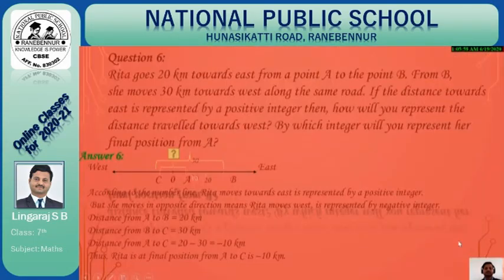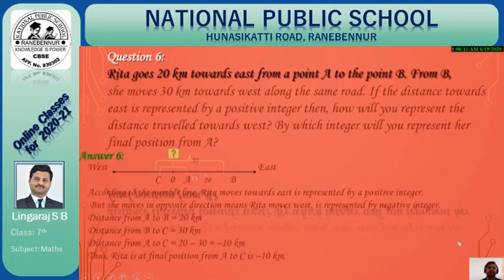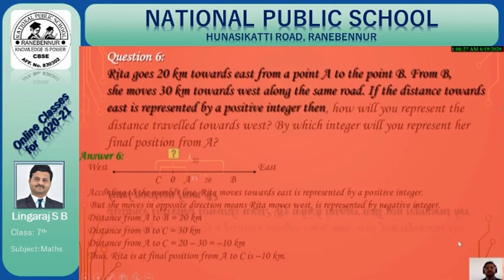So question number 6. In this question, Rita goes 20 km towards east from a point A to point B. Then from point B, she moves 30 km towards west, on the same road. If the distance towards east is represented by a positive integer, then how will you represent the distance traveled towards west? By which integer will you represent her final position from A?